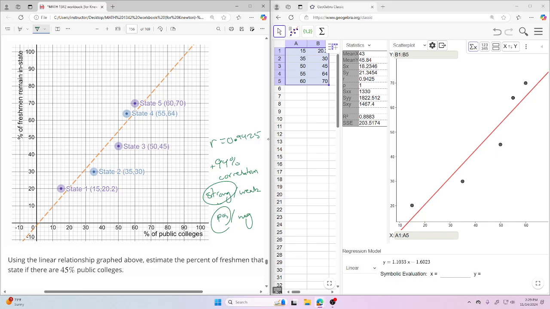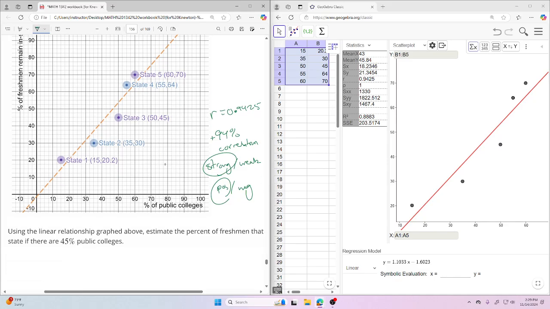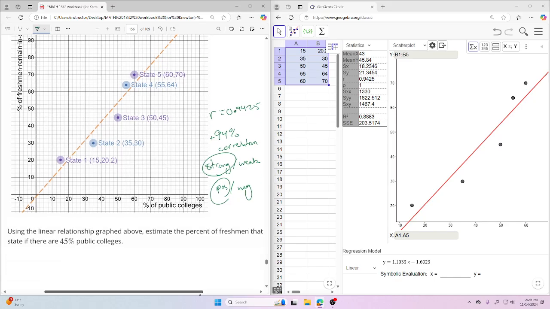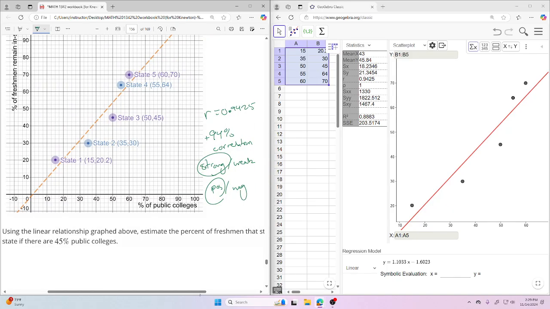I did not answer the question, though. I have to go and read that. Ugh, so here we go. Use the linear relationship graph to estimate the percentage of freshmen that stay in, for 45% public colleges. So you can see public colleges right there, and 45 would be right here.